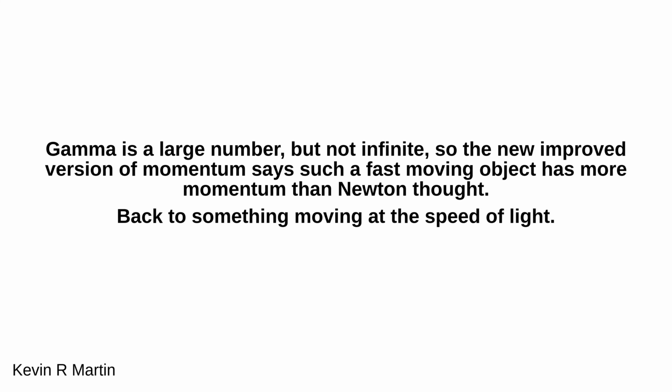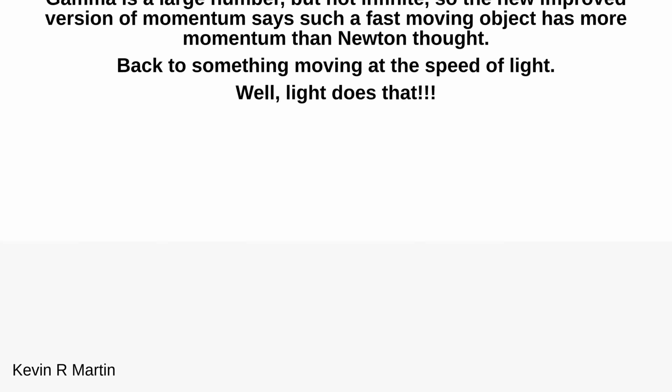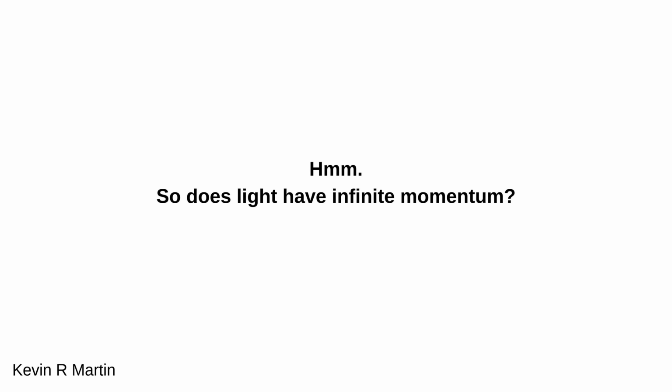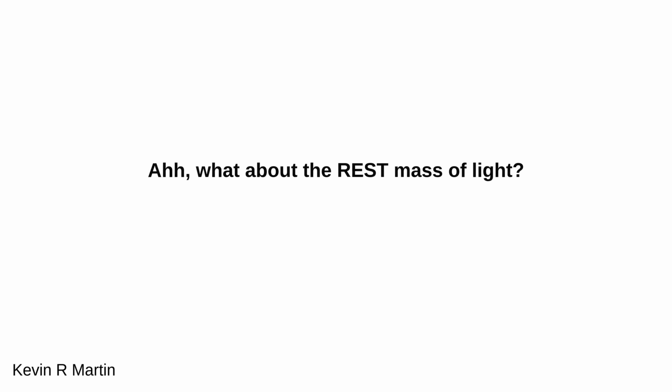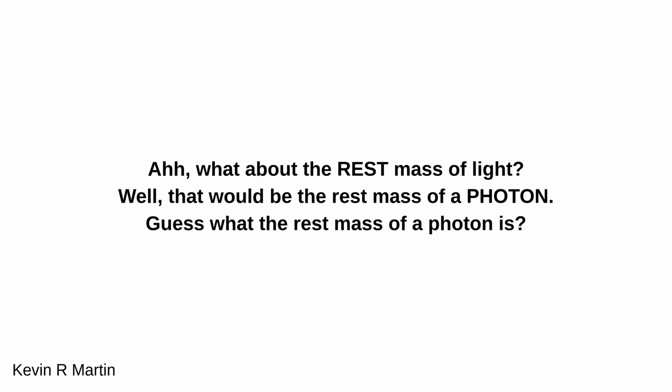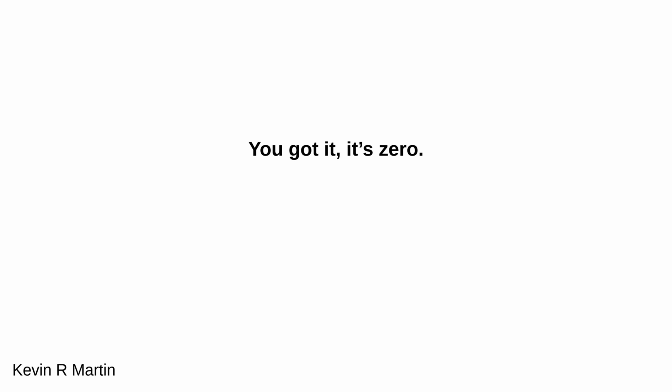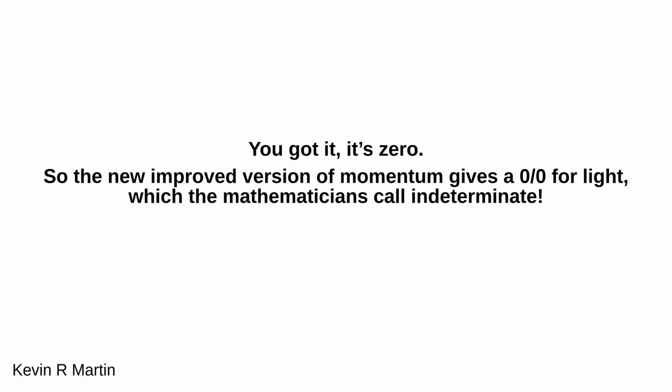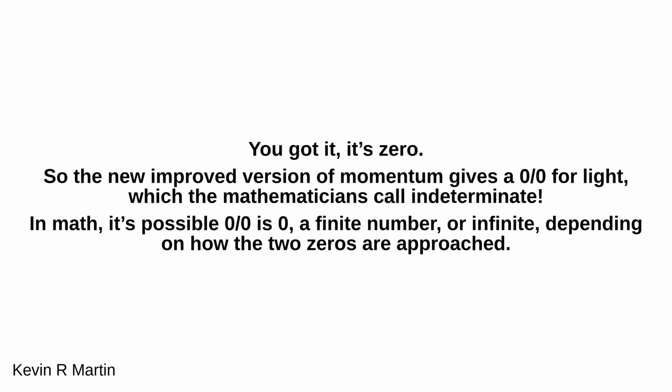Back to something moving at the speed of light. Well, light does that. So does light have infinite momentum? That seems to be the prediction here. What about the rest mass of light? Well, that would be the rest mass of a photon. Guess what the rest mass of a photon is? You got it, it's 0. So the new improved version of momentum gives a 0 over 0 for light, which the mathematicians call indeterminate. In math, it's possible 0 over 0 is 0, a finite number, or infinite, depending on how the two zeros are approached.